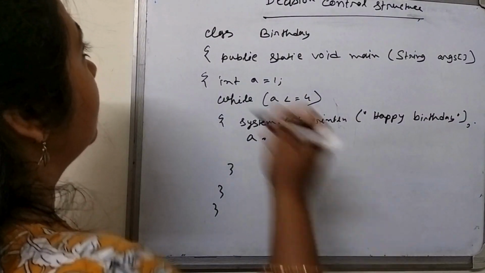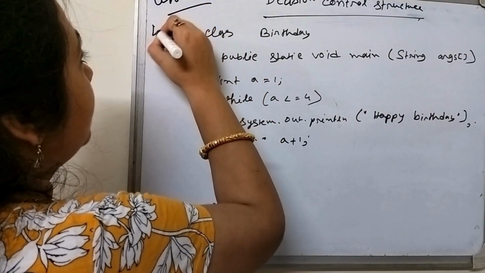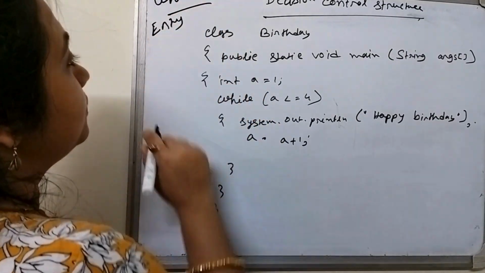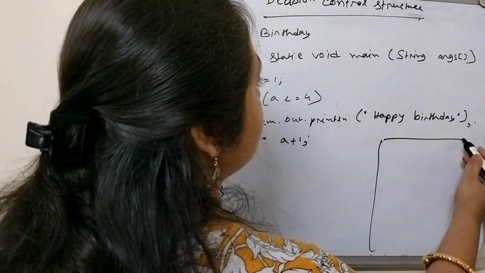Now I am explaining the while loop. What is the while loop? The while loop is known as the entry control loop. Why? Now there is a program where we have to print the happy birthday message.